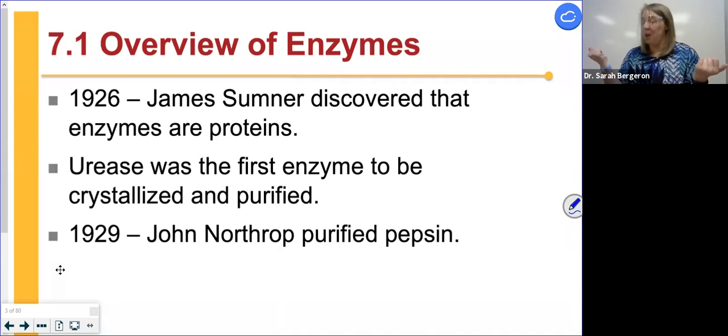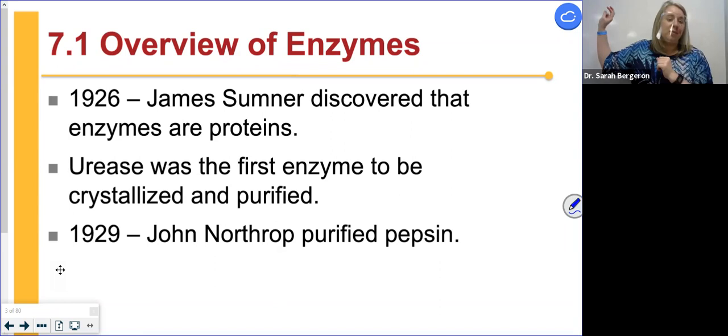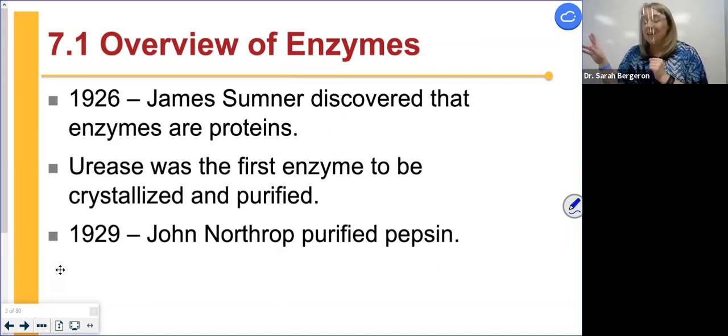Okay, so these 2 gentlemen, James Sumner and John Northrop, are the 2 guys who got the Nobel Prize for characterizing and purifying the very first enzymes.